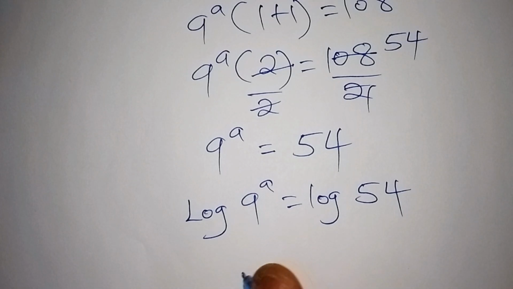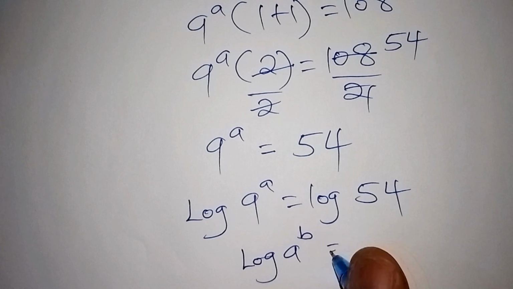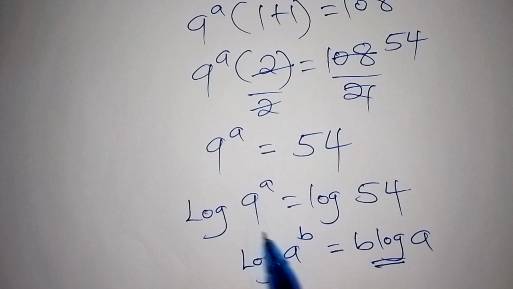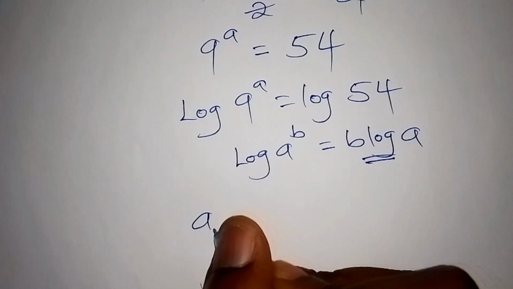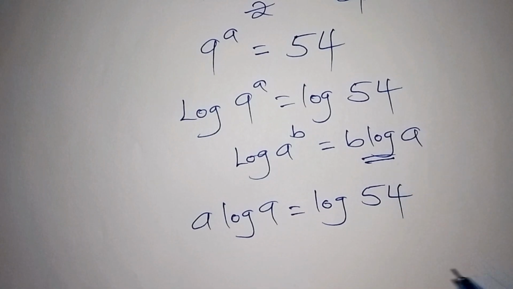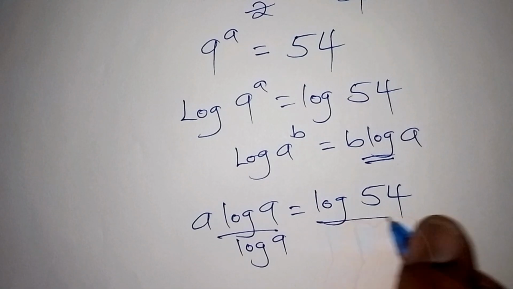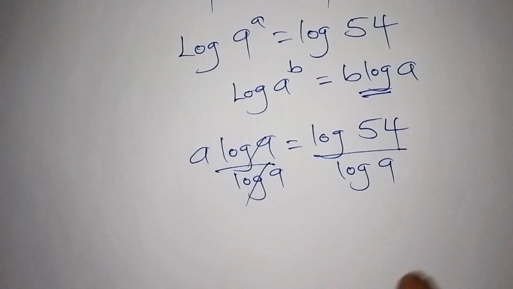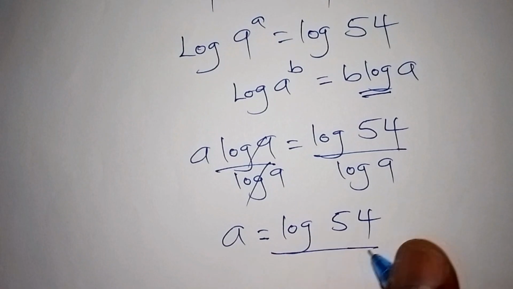We all know that the log of a to the power of b can also be written as b log a. So let's write the log of 9 to the power of a in that form: a log 9 is equal to the log of 54. From here we want to remain with a, so we divide both sides by the log of 9, so that the log of 9 cancels. Our a is then equal to the log of 54 all over the log of 9.